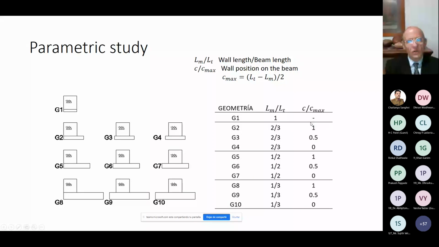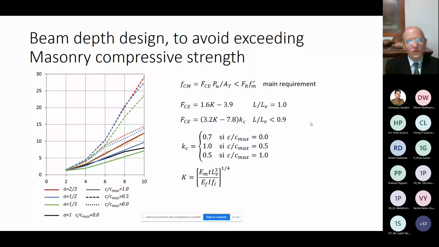And we ended up with these curves that are the stress concentration factor, which, as observed, are very large, and K is this parameter that represents the flexibility. If this value is large, then it's very flexible. The beam is very flexible compared to the wall. And so the stress concentration factor is very large.